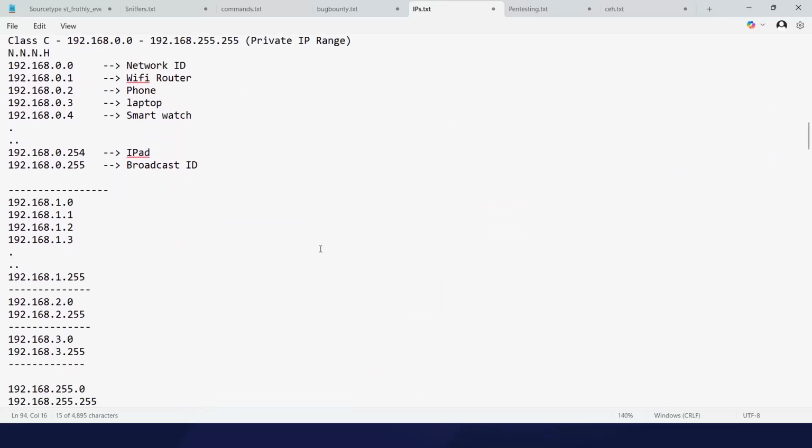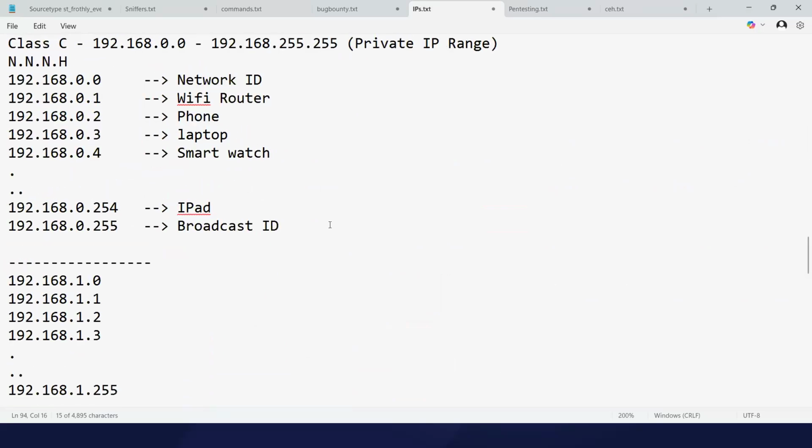Okay, perfect. If you notice over here, I've written down the exact range for Class C: 192.168.0.0 to 192.168.255.255. That is the entire Class C private IP range. In Class C, the first three portions are network portions, and the last portion is the host portion. What I mean by these network and host portions is that the network portion gives the identity for the entire network, and the host portion gives the identity for that host in that network.